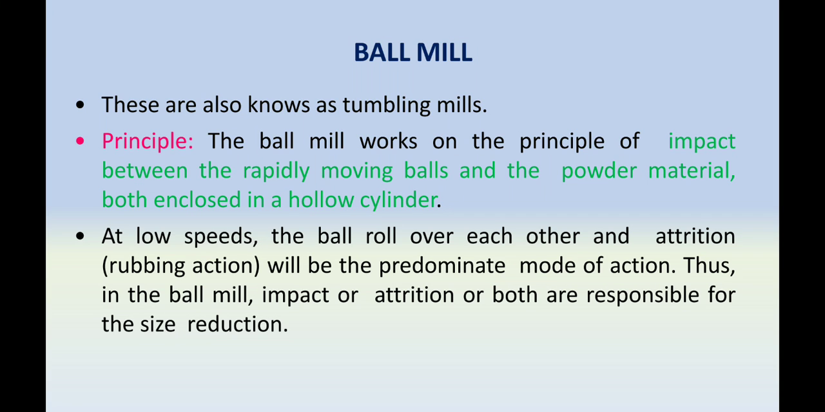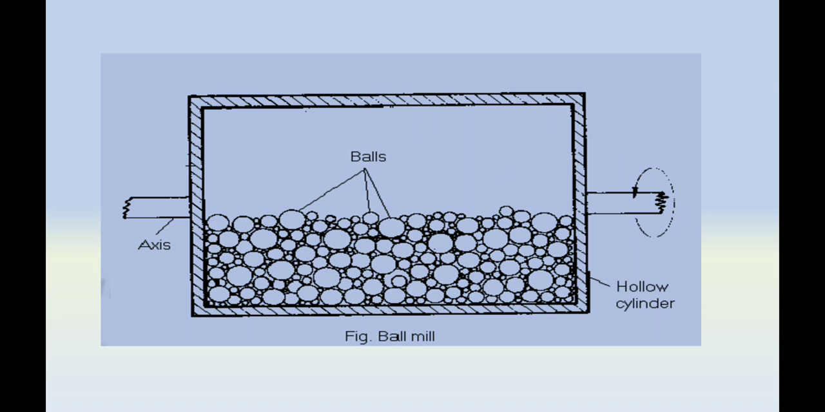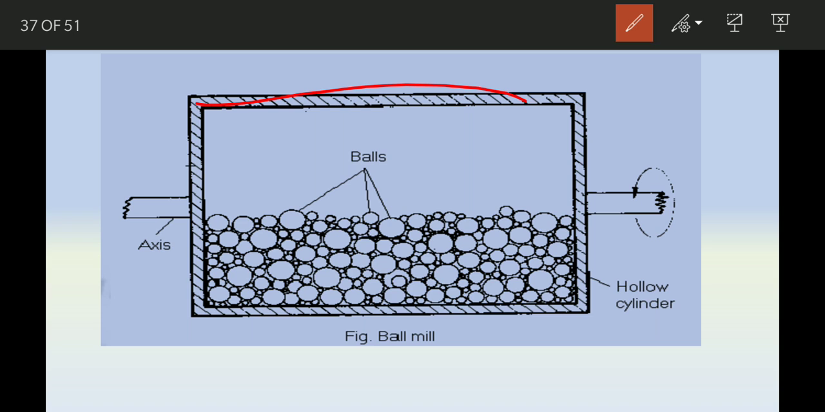Now let's talk about the construction of ball mill. Ball mill consists of a hollow cylinder mounted on a metallic frame in such a way that it can be rotated on its longitudinal axis. The length of the cylinder is slightly greater than its diameter. The cylinder is made up of metal and is usually lined with chrome. In the pharmaceutical industry, sometimes the cylinder is lined with rubber or porcelain.